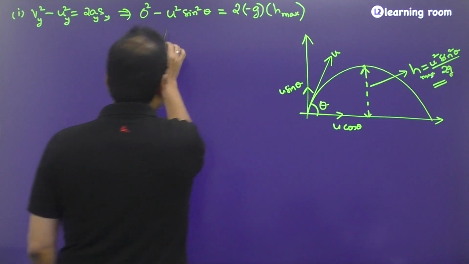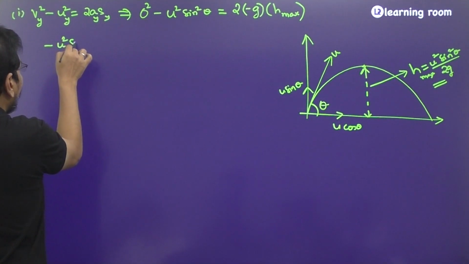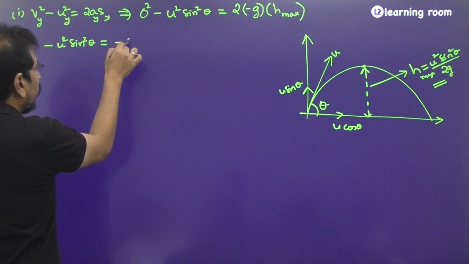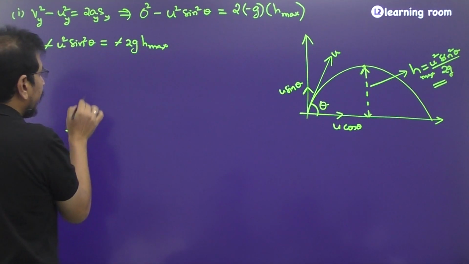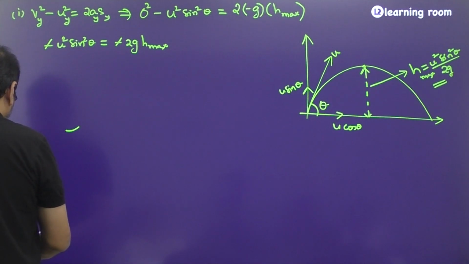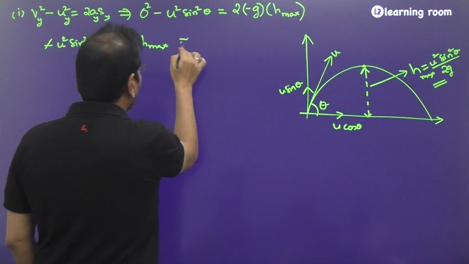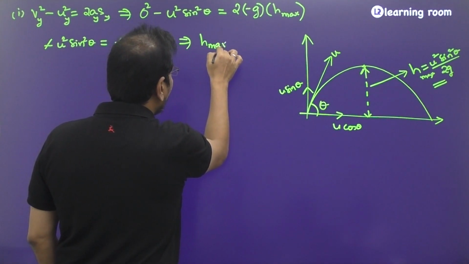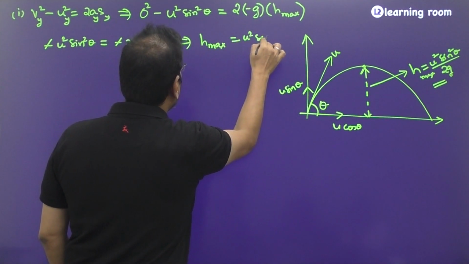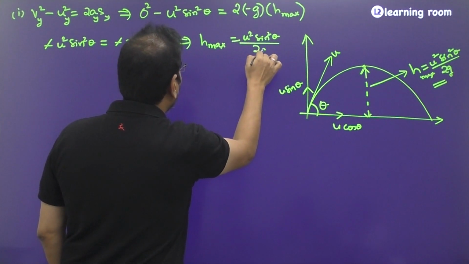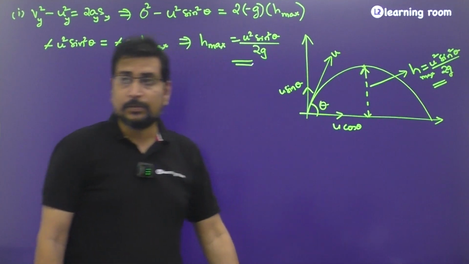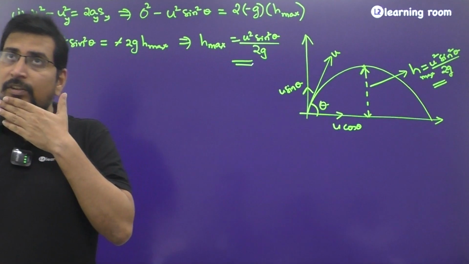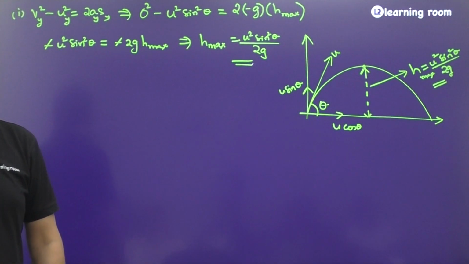So it is minus u square sin square theta is equal to minus 2g into h max. The minus and minus get cancelled. So h max is equal to u square sin square theta divided by 2g. This is the way we derive this expression, which will be discussed in the fourth chapter.